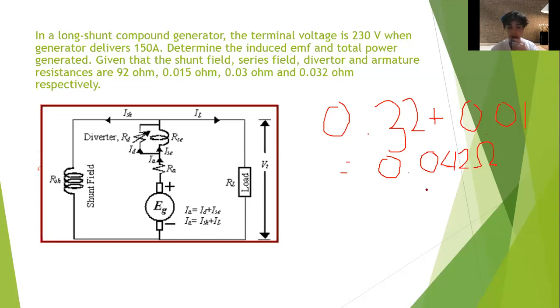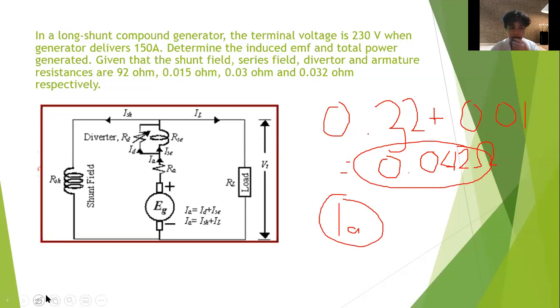Now, what about the voltage drop? In order to determine the voltage generated by the armature, we have to determine the voltage drop. So next we will use the total resistance, and we have to obtain the current IA, which is the armature current. How do we obtain that?